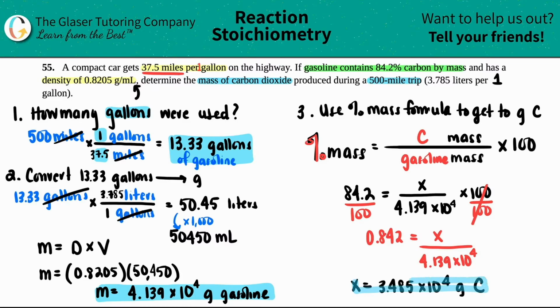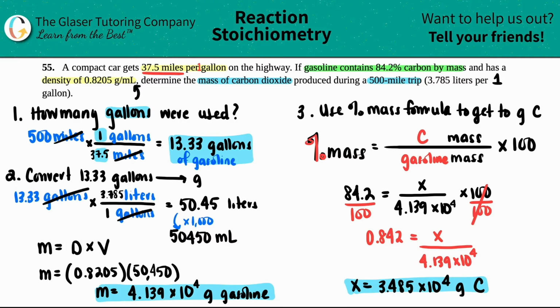Okay. But don't worry, guys, we're not there yet, because the question says determine the mass of carbon dioxide. All of this math that we just did was to find out the starting amount of carbon from the gasoline. Now I have to make that relationship in the balanced equation to go from carbon to carbon dioxide, right? So pause the video if you need to, because this math is going bye-bye.